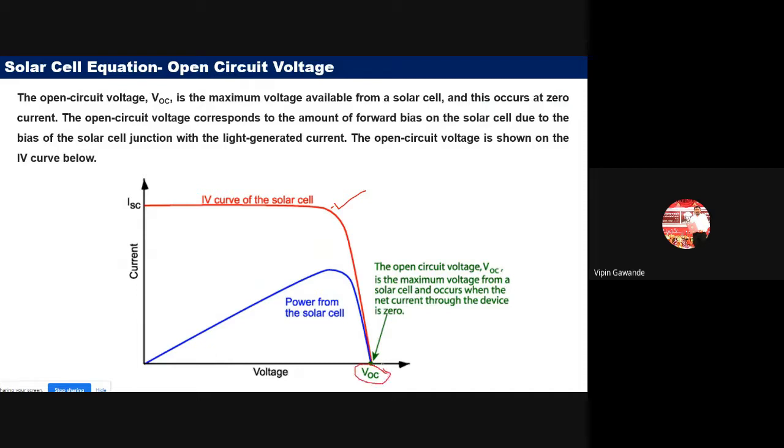One is the VOC, that is the open circuit voltage. It is the maximum voltage from the solar cell and occurs when the net current through the device is zero. That means when I is equal to zero, whatever voltage is obtained is called the open circuit voltage, abbreviated as VOC. So VOC stands for open circuit voltage.